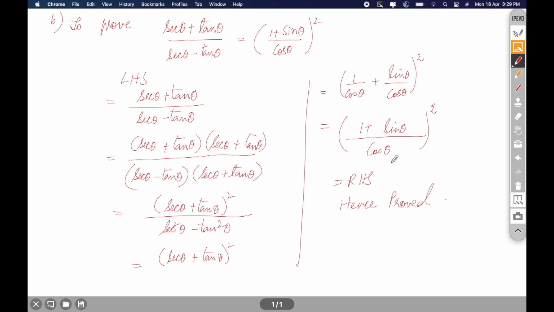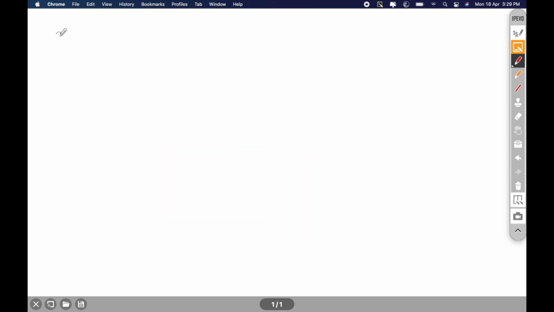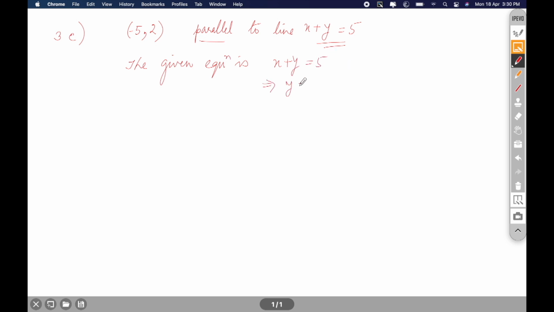Next we have question number 3, part C. Find the equation of the line passing through the point minus 5, 2 and parallel to the line x plus y equals 5. So parallel to this line means we have an idea about the slope now. The given equation is x plus y equals 5. So this implies y equals minus x plus 5. So the slope is minus 1.